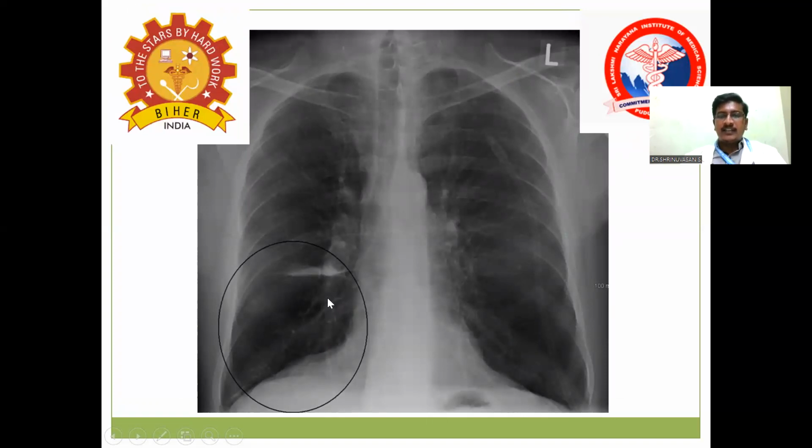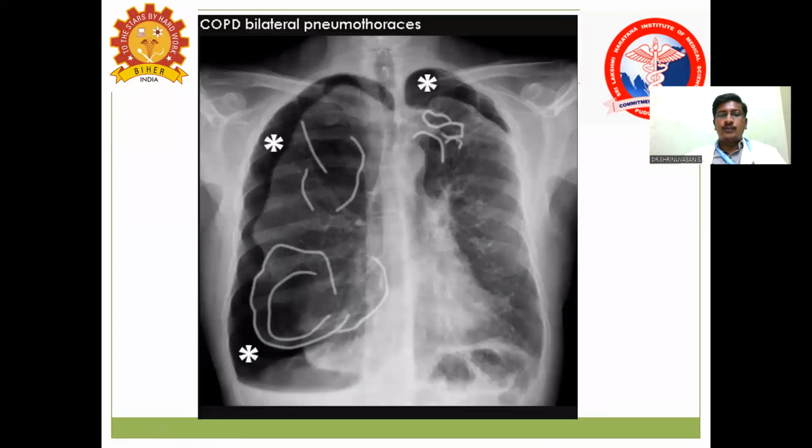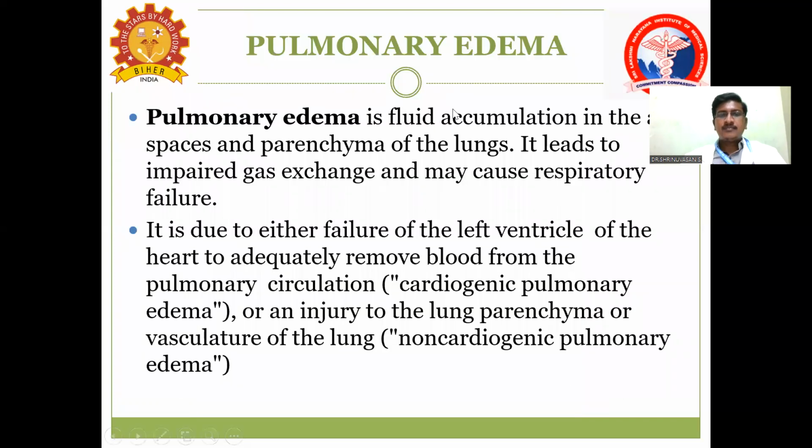The common complication of emphysema is pneumothorax. See, this is emphysema gone for pneumothorax. You can see the apical pneumothorax here, right sided. Half of the hemithorax is occupied by the air.